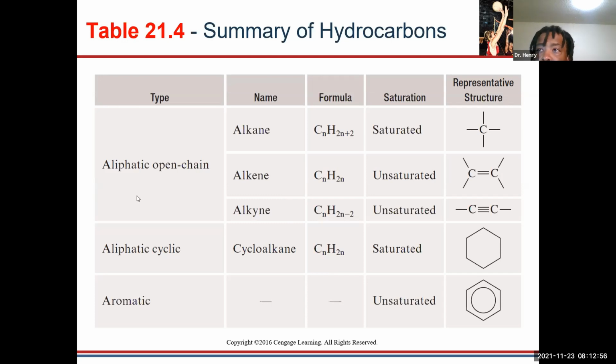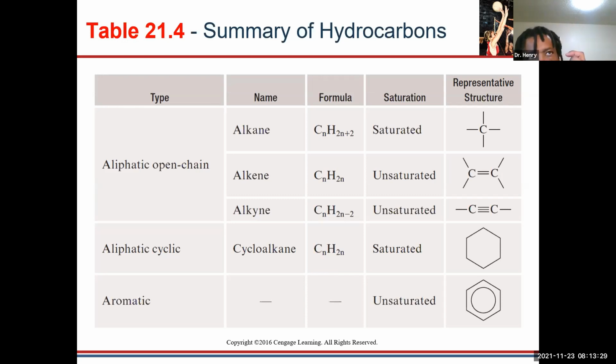Okay, so we have aliphatic open chain. That basically means that they're a single chain, or you could have branching occurring. And we kind of talked about how to go about that nomenclature last time. We have the cyclic ring, so we have the cycloalkane. Basically, it's all single chained. Again, it's saturated. So in that case, this guy is called aliphatic cyclic.